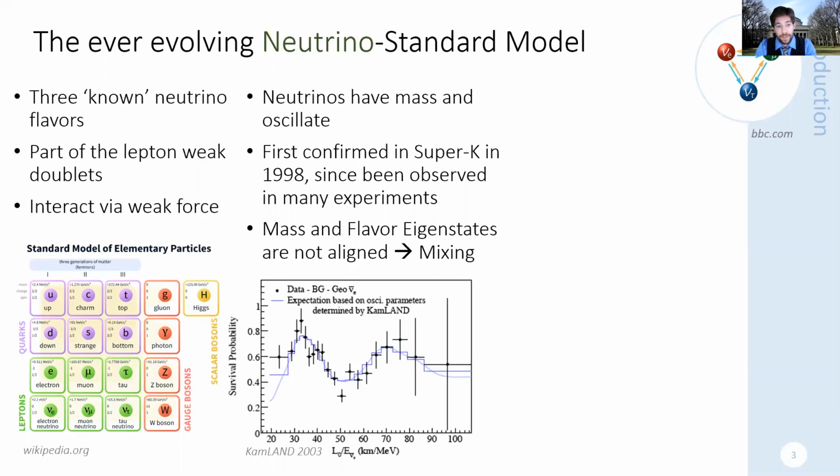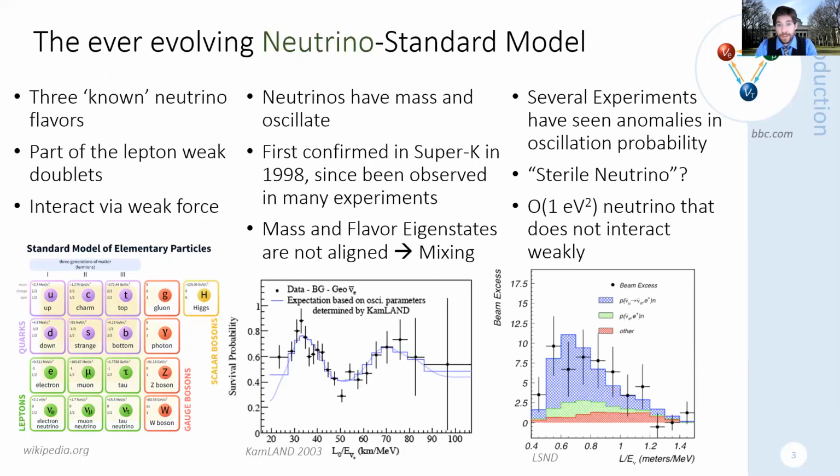So the way that this is explained theoretically is that there are mass eigenstates and flavor eigenstates, and they're not aligned, so they mix. This is described through a mixing matrix. And here on the bottom, you see a plot from the KamLAND experiment. This was published in 2003, where you can see the survival probability of electron antineutrinos as a function of the ratio of distance traveled to neutrino energy. And what you can see here is a clear oscillation curve or oscillation wiggle, and that demonstrates this mixing.